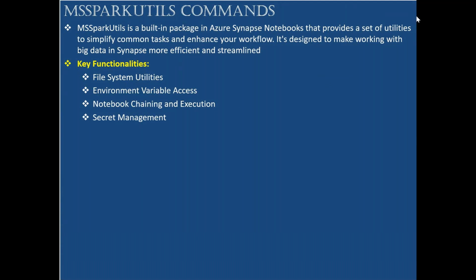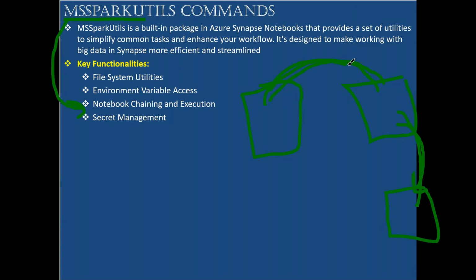Next, MS Spark utilities for notebook chaining and execution. Let's say I have one notebook, I have another notebook, and I have another notebook. On success of this notebook, I want to execute this. On success of this notebook, I want to execute this. Now, if you see, there is a chaining: on success of this, on success of this.